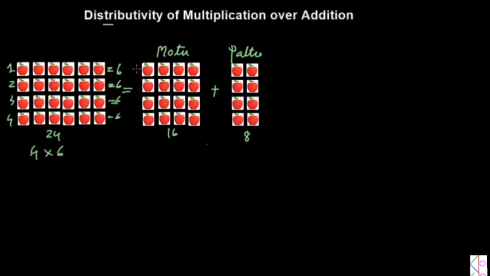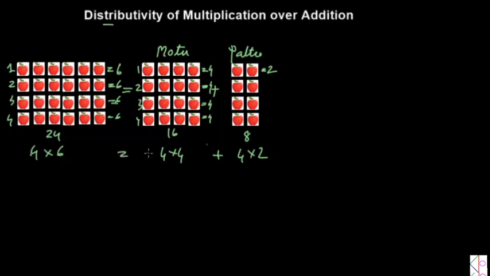The number of rows in both cases is equal, that means 4. Here in each row we have 4 apples in case of Motu. Here it is also 4 rows, and each row has 2 apples in case of Patlu. So now we can write 16 as 4 times 4, since 4 is the number of rows and 4 the number of apples in a single row. Here it is 4 times 2.